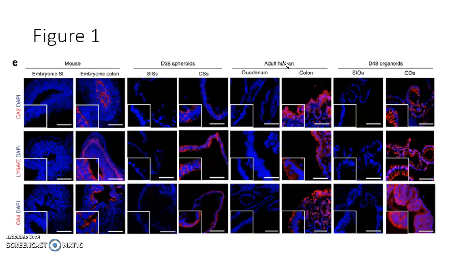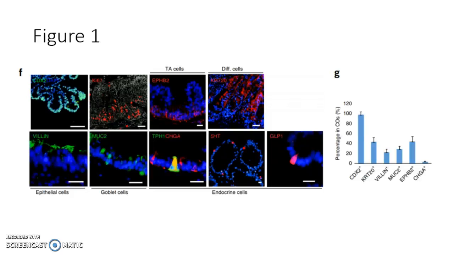The controls in this were mouse embryonic small intestine and colonic tissue, and adult human duodenum tissue. So these three are the controls. And you can see the markers clearly in every frame which is derived from some type of colon, confirming what the authors wanted. So this is clearly a colon because you can see the red. And the colon organoids because you can see the red. It's just confirming that again.